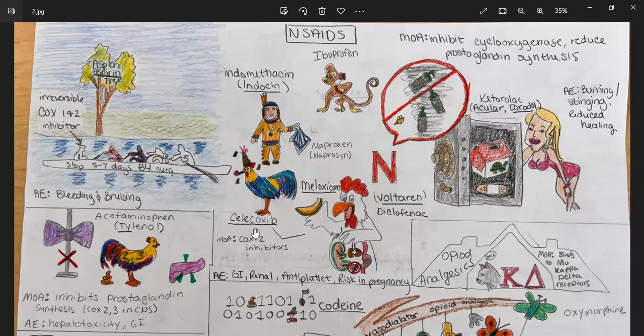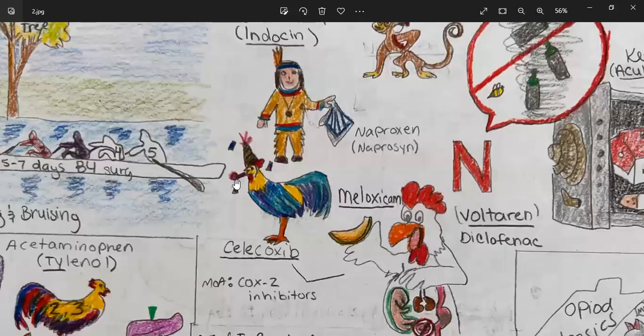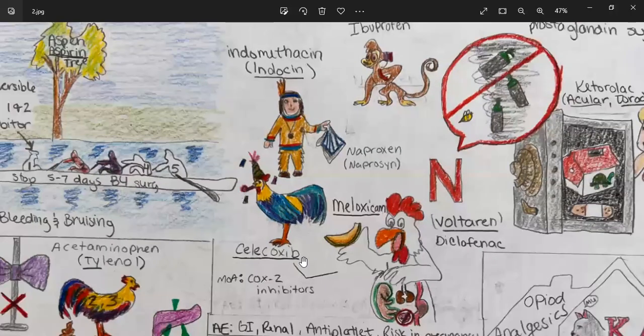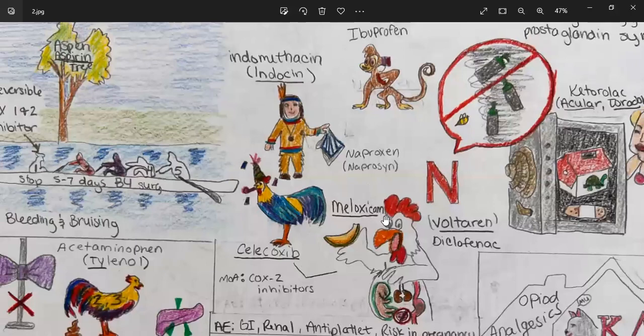We also have celecoxib and meloxicam. Again, the ones in this section are COX-2 inhibitors, so we have two COX, two chickens. This chicken, or this cox, is celebrating. He's got a party hat and a little noisemaker, whoop whoop, for celecoxib. And then this one is holding a melon for meloxicam.